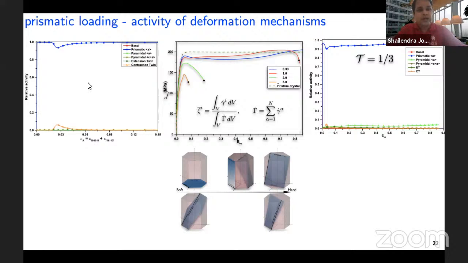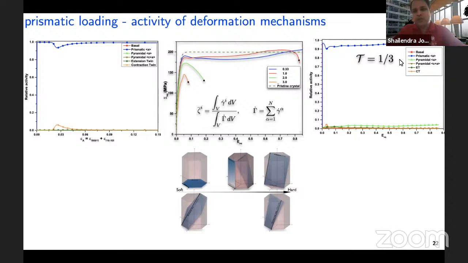And so in a material that is pristine, you see that for this particular loading, as expected, because we are loading it along the prismatic axis, prismatic slip shown by blue is quite dominant, with very little contribution from any other slip mode, given that it's a single crystal.